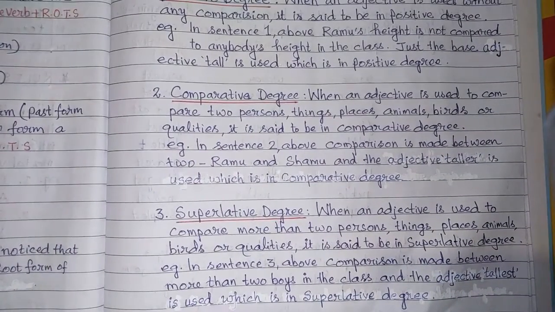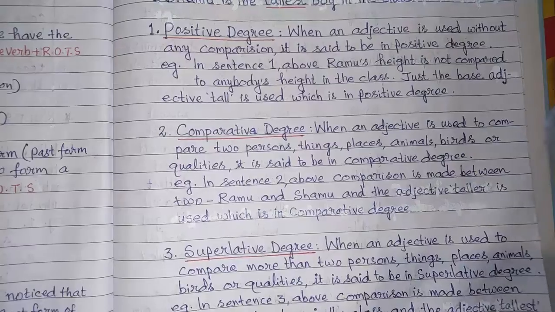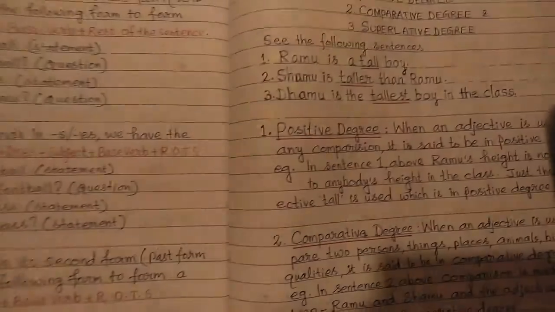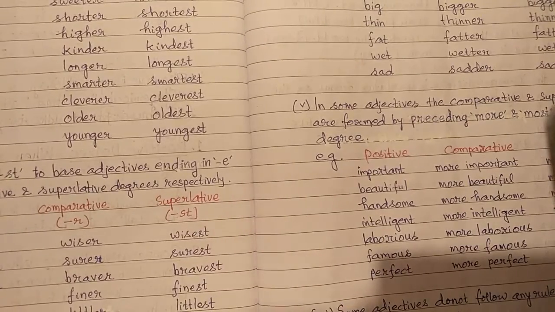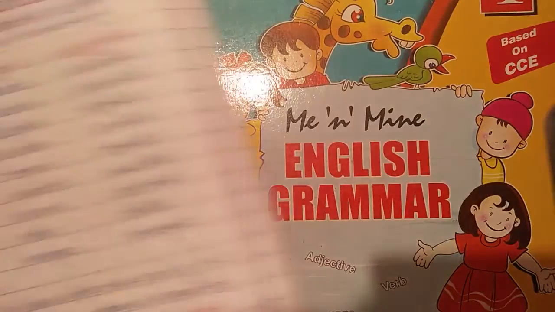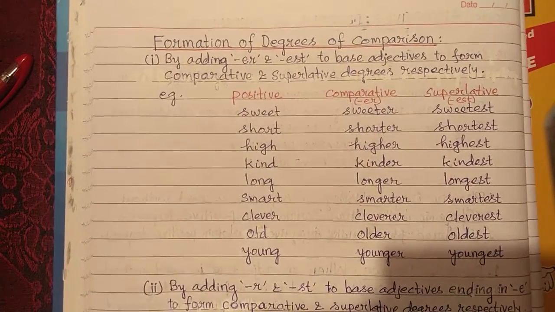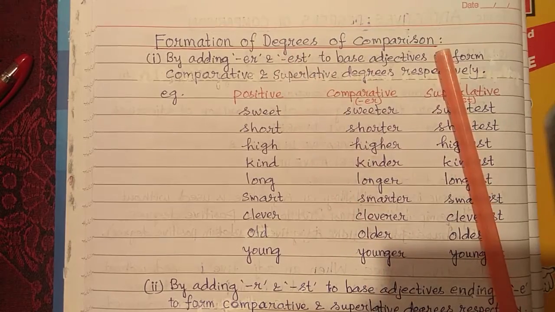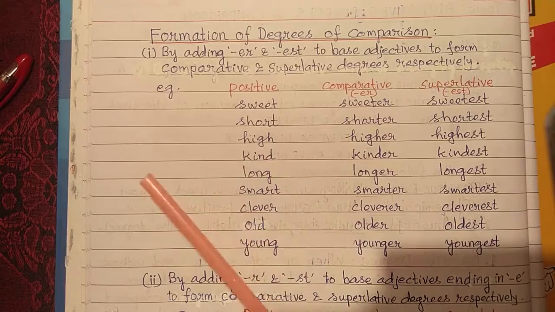Okay, now that we have learned the 3 degrees of comparison, now we will try to learn how to form the positive and comparative and superlative degrees of adjectives. You see, formation of degrees of comparison. You see, how do we form?